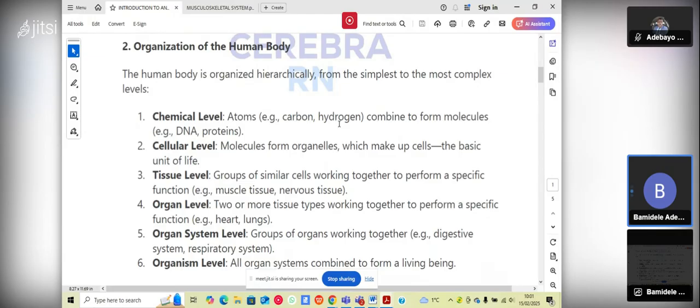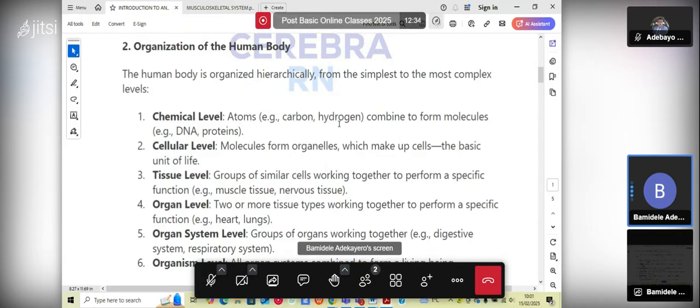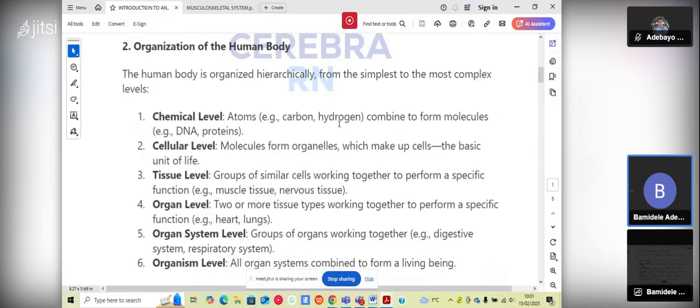From the chemical form, we go to the cellular form. So the human body exists at a cellular level. That is the basic unit of life. The chemical level is important, but it is not the basic unit of life. On the cellular level, there are organisms that can exist and live as a cellular organism. So that is why they say the cell is the basic unit of life, because it makes up the human body.